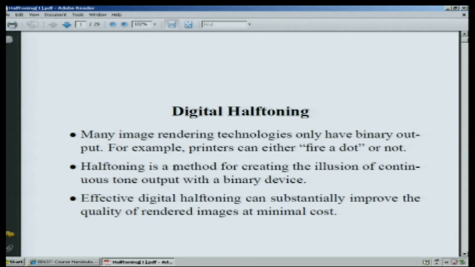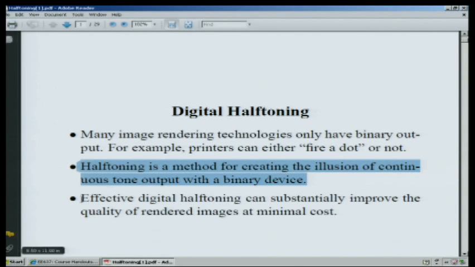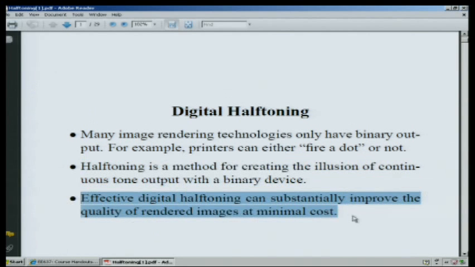Okay. Digital halftoning. Many rendering technologies only have binary outputs. For example, printers can either fire a dot or not. That kind of rhymes. Halftoning is a method for creating the illusion of continuous tone output on a binary device. Effective digital halftoning can substantially improve the quality of rendered images at minimal cost.